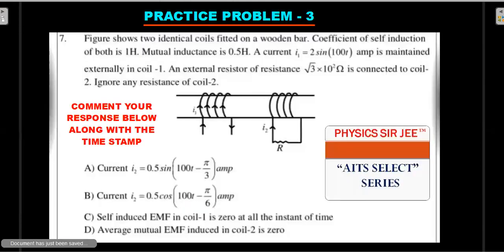And the last one is also an interesting one. Problem number 3 recently appeared in one of our AITS examinations. It is a problem which couples mutual inductance with the AC chapter. So it's a slightly tricky question, of the one or more than one may be correct type. Again, respond with the timestamp of this question so that I can comment back whether you're right or not. I'll answer it in the AITS select series.